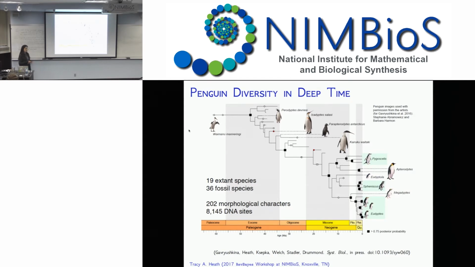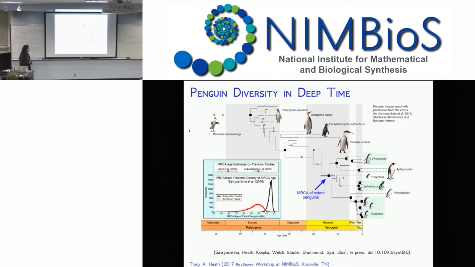But given that we can try and summarize our data and uncertainty in varying different ways, then I think we can get better at understanding that. But so, yeah, these are the relationships from the total evidence analysis. And one interesting thing, and this made Dan happy, was that we actually estimated a much younger age for the most recent common ancestor of living penguins than had been previously presented in the literature.